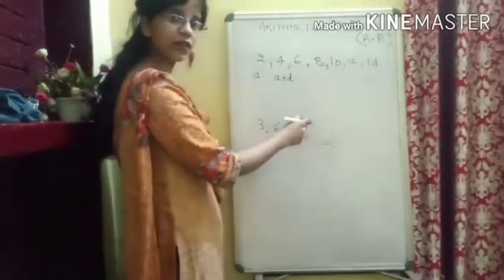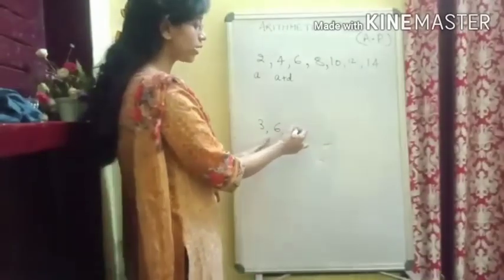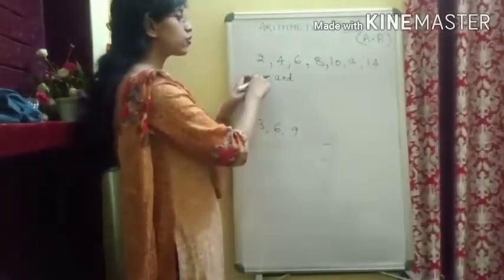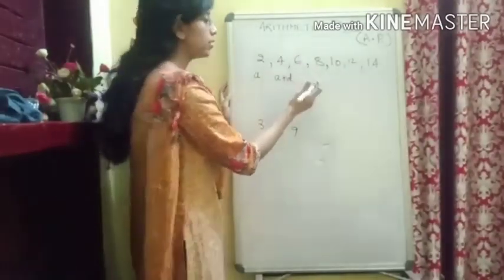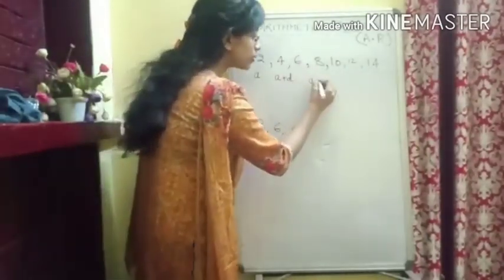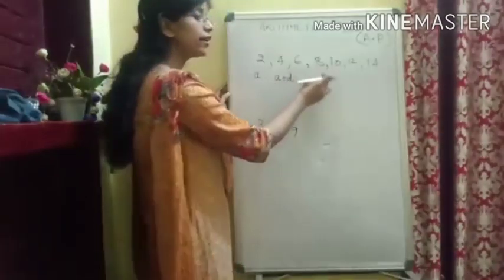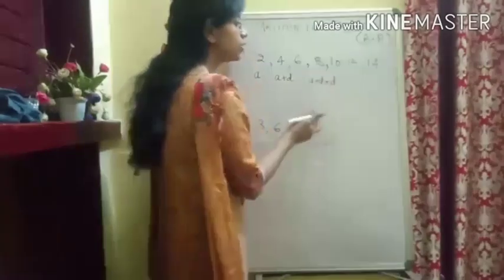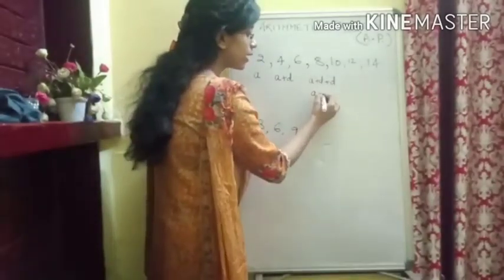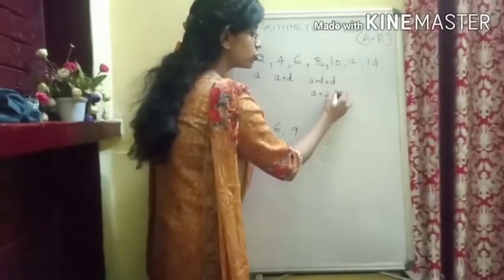How to get the next term? Again we have to add 3, that is 9. So to the first term we added the common difference and came to the second term. Now how to get the third term? To the second term, which is A plus D, we again have to add the common difference, that is A plus D plus D. Eventually it will become A plus 2D.